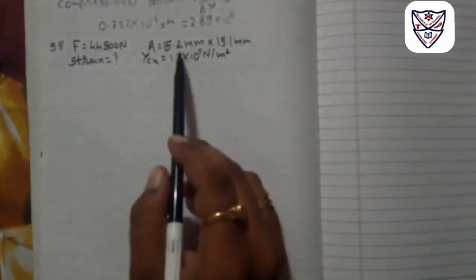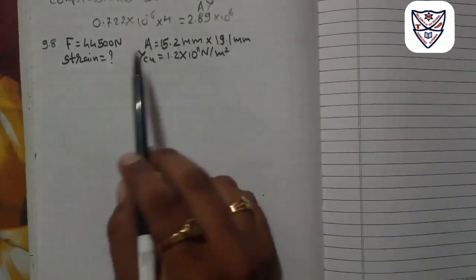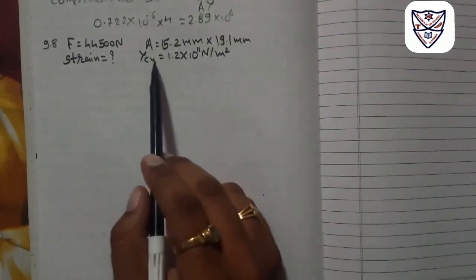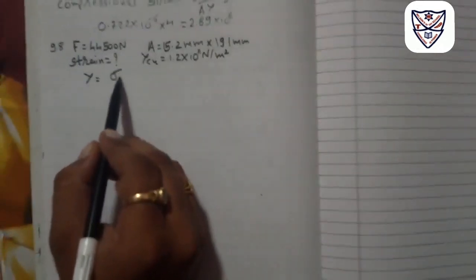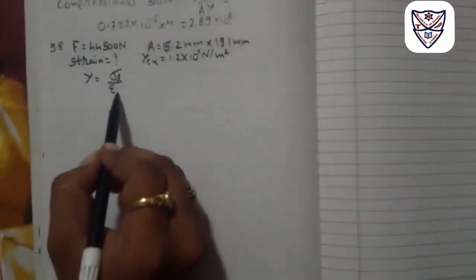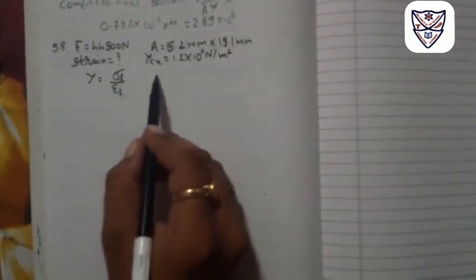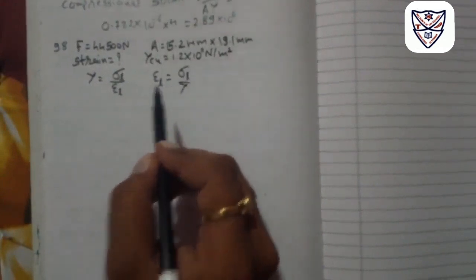44500 Newton, and the area of cross section of copper is 15.2 millimeter by 19.1 millimeter. Now we have to find strain, and the Young modulus of copper is given. By that formula, Young modulus is equal to stress upon strain, but here it is longitudinal, that's why I have to write sigma L upon epsilon L. We have to find this epsilon L, so epsilon L is equal to sigma L upon Y.